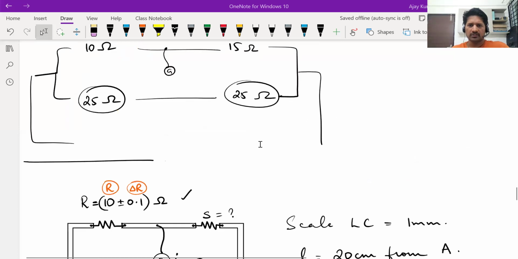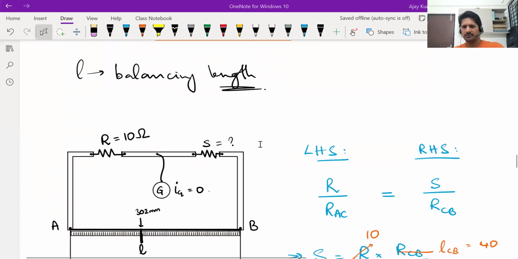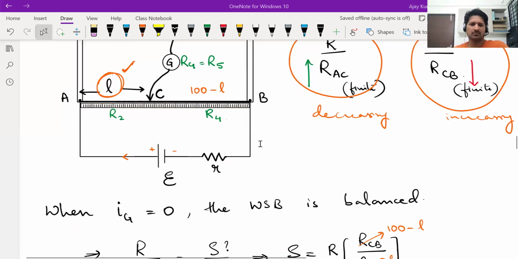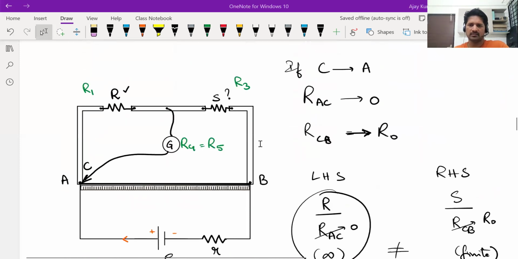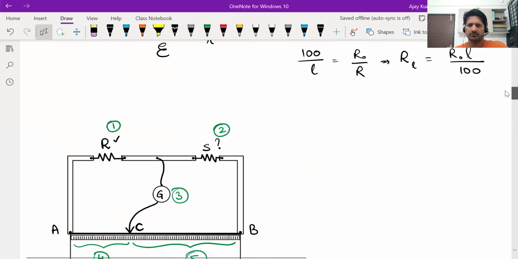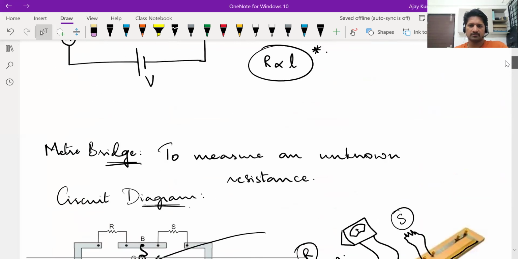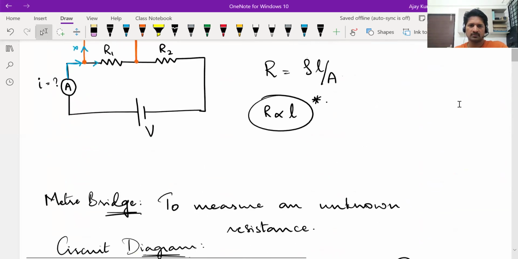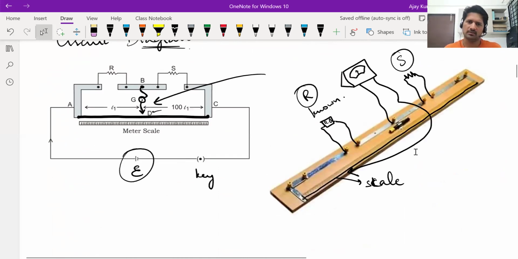Fine. So tomorrow I'll send you a worksheet based on this and also some of the previous concepts, because there's nothing much to ask in a meter bridge. You just need to be comfortable with those error calculations. So 2-3 questions based on errors I will give you. Fine. And some previous concepts also we will revise in the worksheet.